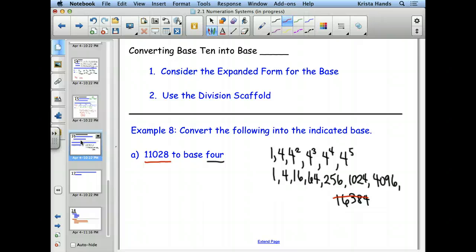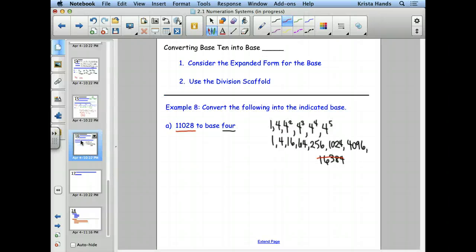Okay. I want to show you this cool division scaffolding. If you've taken contemporary math with me, you've seen this before. If you haven't, you may not have, because I didn't used to teach this way until I saw it done in this book, and I think it's awesome. So here's what you do. You take the number that you're wanting to change, 11,028, and you write a sort of extended division line like this around it.